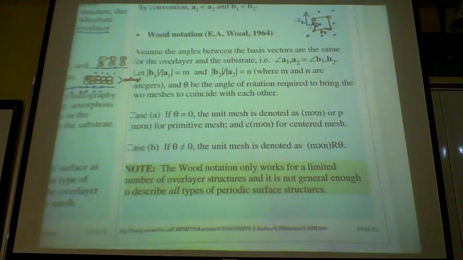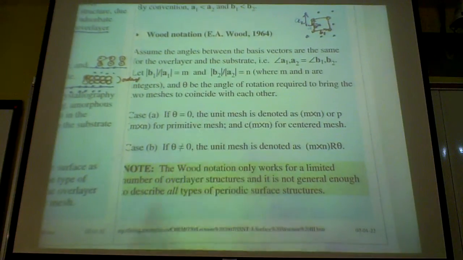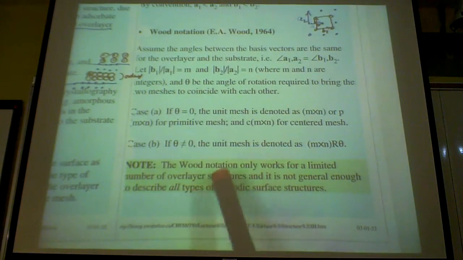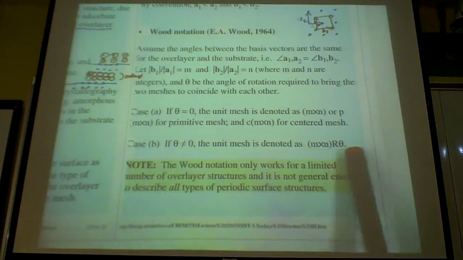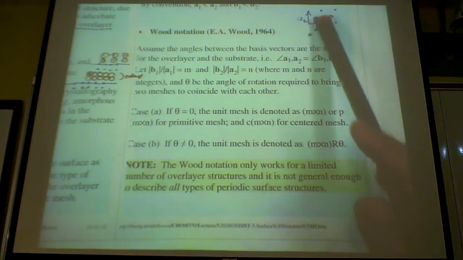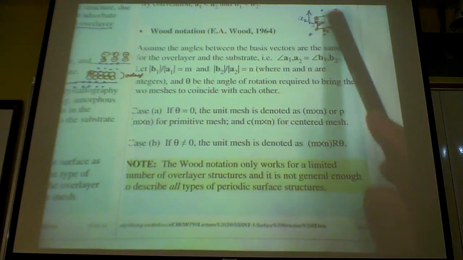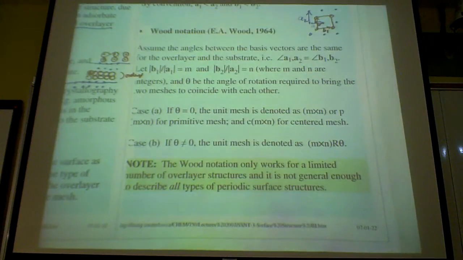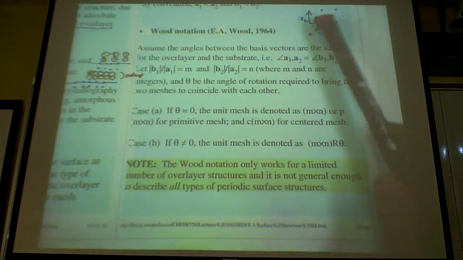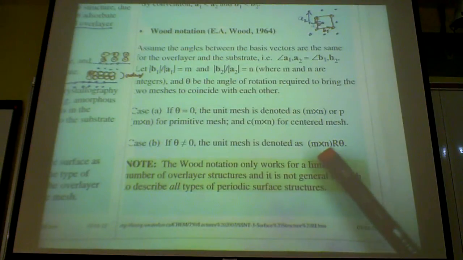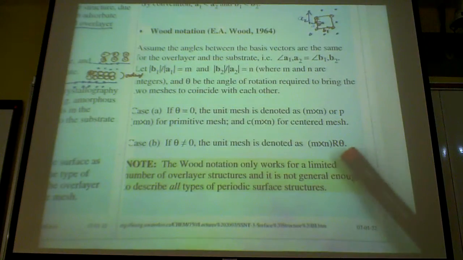Okay, and if the theta angle is not the same, not overlapping each other, then all you have to do is just n by n rotated by theta degrees. So if you have a situation like this, let's say this thing rotated by 45 degrees, then the whole mesh will rotate by 45 degrees. Then you would call it n by n R theta, R45.